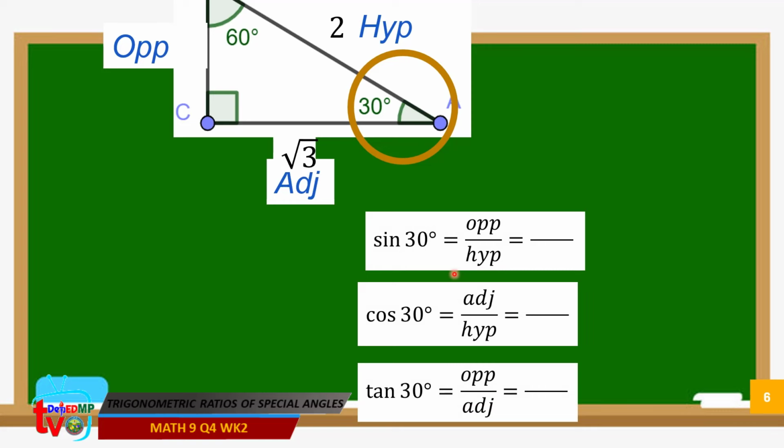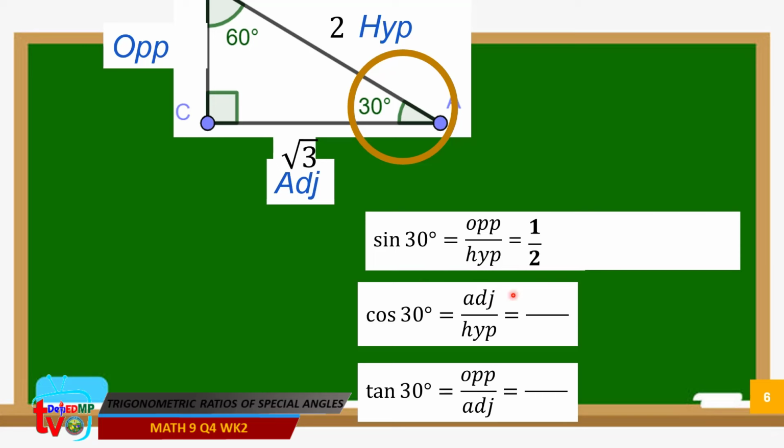So, let us solve first for sine of a 30-degree angle. Sine is opposite over hypotenuse, and our opposite side is 1 unit long over the hypotenuse, which is 2. So 1 over 2 is 1/2. Therefore, sine of 30 degrees is 1/2.